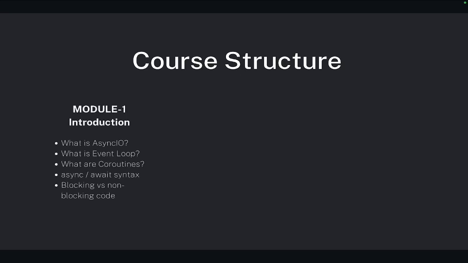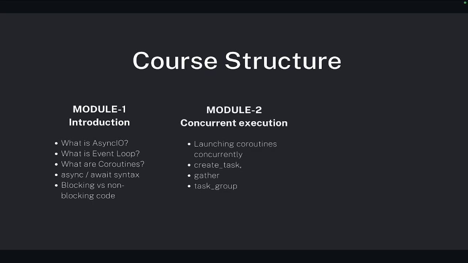In module 1, we will look into some basic concepts, including concurrency using AsyncIO, event loop, and coroutines. We will also get introduced to async await syntax by defining simple coroutines, and we'll see the difference between blocking and non-blocking code. Module 2 relates to concurrent execution of tasks. We'll use different methods of Python's AsyncIO library for concurrent execution of tasks.